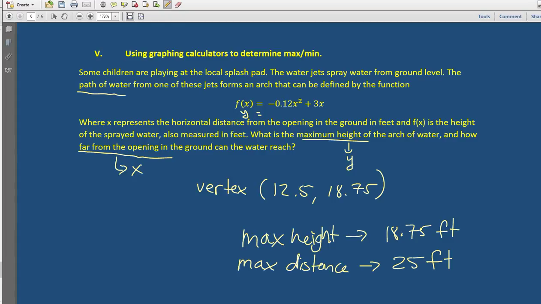And that's our answers. So these type of questions are going to appear on the assignment, but there won't be any of these on the test because you are not allowed a graphing calculator or access to the internet for the unit test.